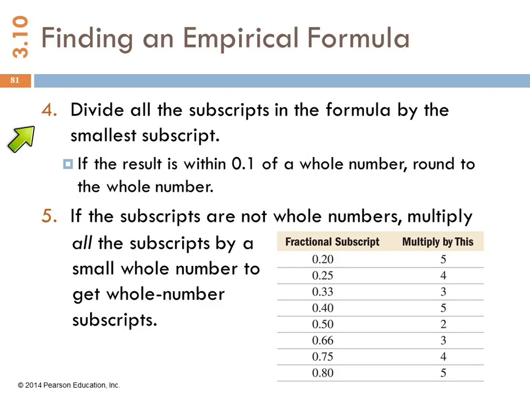Divide all the subscripts in the formula by the smallest subscript. If the result is within 0.1 of a whole number, you can round to the whole number. So if we come up with a ratio of 2.9, okay, 2.9 is 0.1 away from 3, and so we can round it to 3. If we get 2.8, that's 0.2 from the nearest whole number, so you can't round it. If you can't round them to get whole numbers, then you're going to have to multiply all the subscripts by the same whole number to get whole number subscripts.